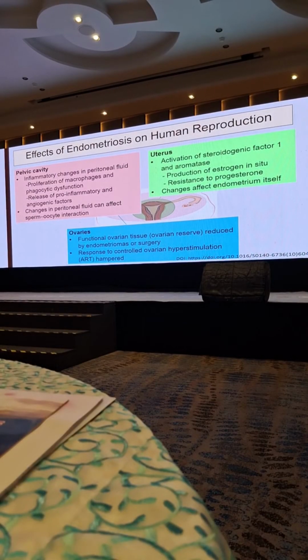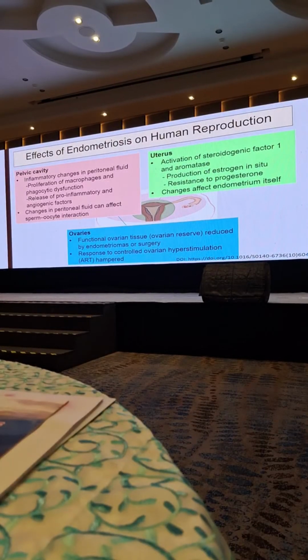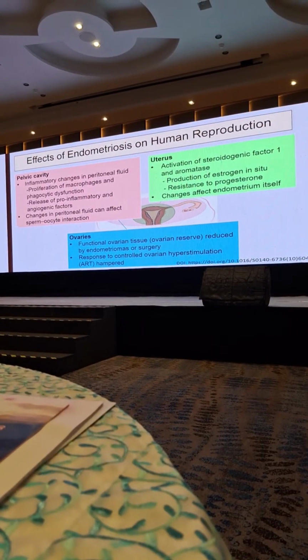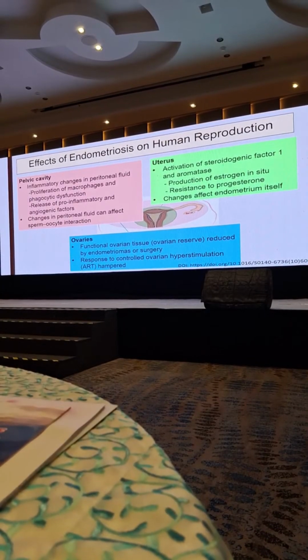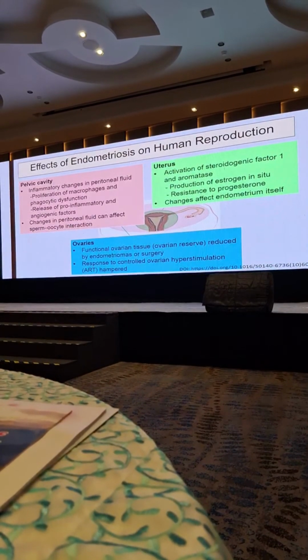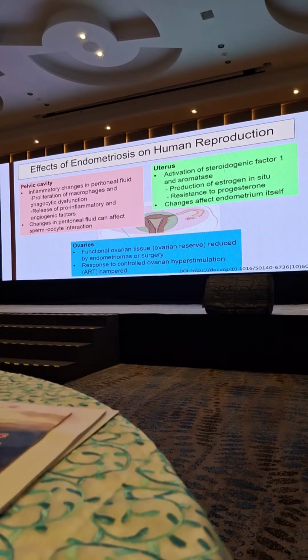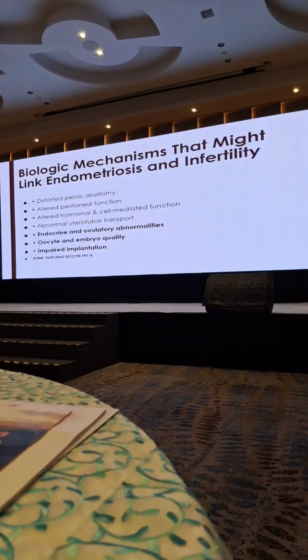Now, effects of endometriosis on human reproduction are mainly in 3 areas. Pelvic cavity: inflammatory changes in peritoneal fluid, proliferation of macrophages and phagocytic dysfunction, release of pro-inflammatory and angiogenic factors; changes in peritoneal fluid can affect sperm-oocyte interaction. Uterus: activation of steroidogenic factor 1 and aromatase, production of estrogen in situ, resistance to progesterone; changes affect the endometrium itself. Ovaries: functional ovarian tissue, ovarian reserve reduced by endometriomas or by surgery, response to controlled ovarian stimulation hampered. These form the basis of recent effects of endometriosis on human reproduction.